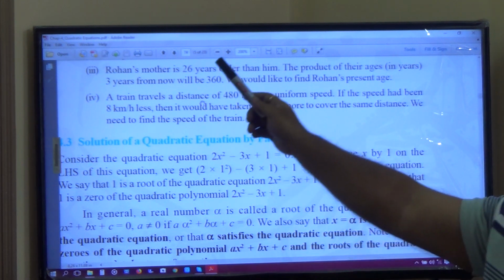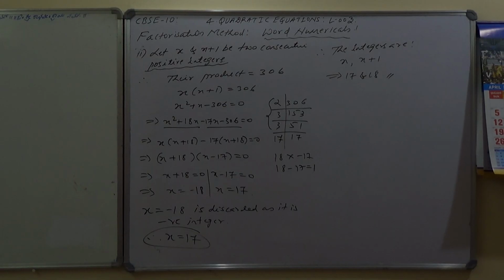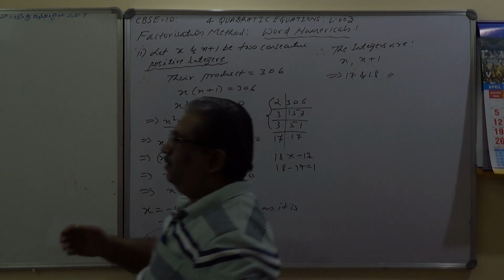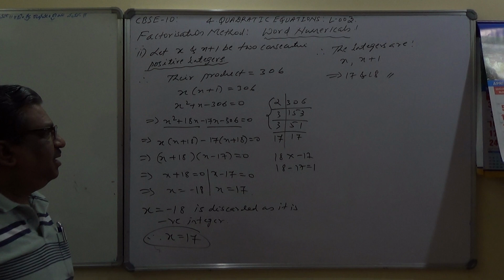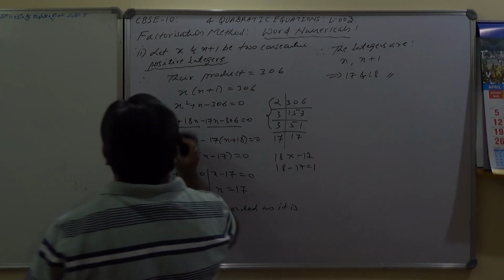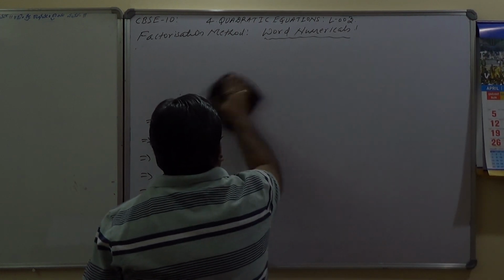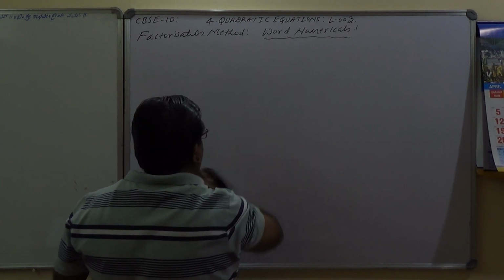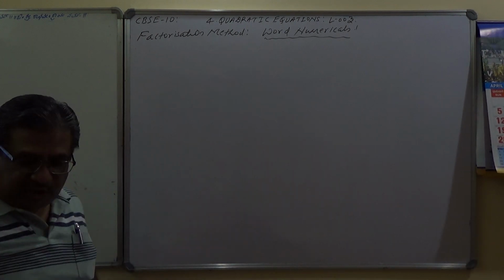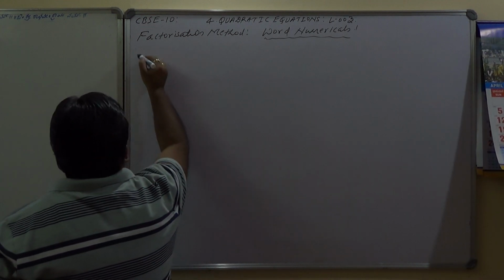Let us try to solve the third question. Let us find Rohan's present age, which is the question asked. All these numericals we are solving by the factorization method, which is nothing but the splitting up of the middle term. Okay, fine. Let's see here. Third question.